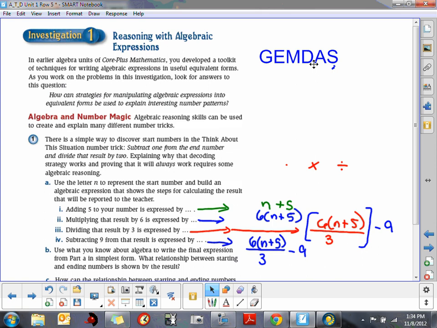So this is what our expression looked like. We had a number. We added 5. We took that number times 6. Then we took that answer, divided it by 3, and finally we subtracted 9.